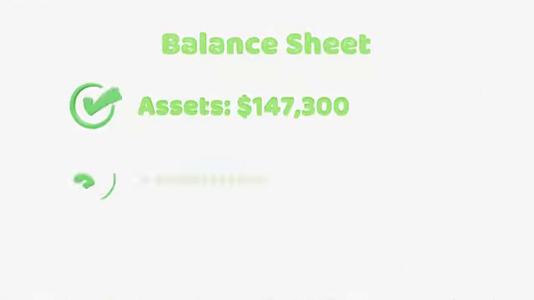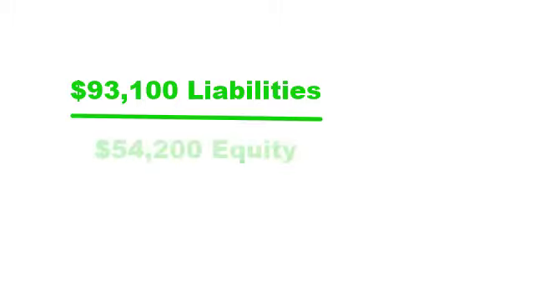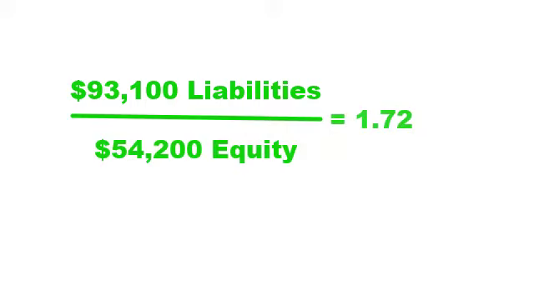Let's imagine that your company's balance sheet for this year showed $147,300 in total assets, $93,100 in total liabilities, and $54,200 in owner's equity. To calculate debt to equity, we start with the $93,100 in liabilities and divide that by $54,200 in equity. That gives us a debt to equity ratio of 1.72.